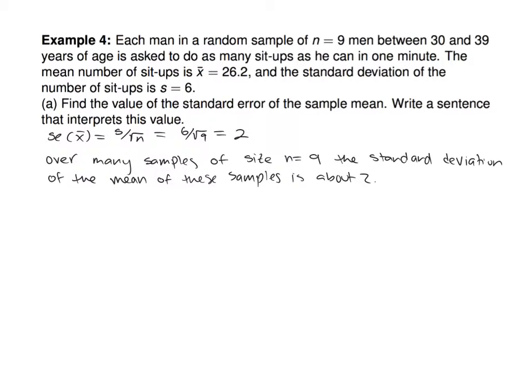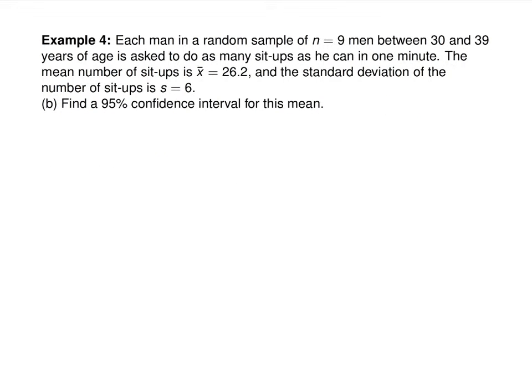So approximately 68% of samples will have a mean between 24.2 and 28.2, that kind of stuff. Okay, but we're talking about what's going to happen. Look what the x bar is going to look like. Find a 95% confidence interval for this mean. Okay, so I think we already know what SE of x bar is, right?